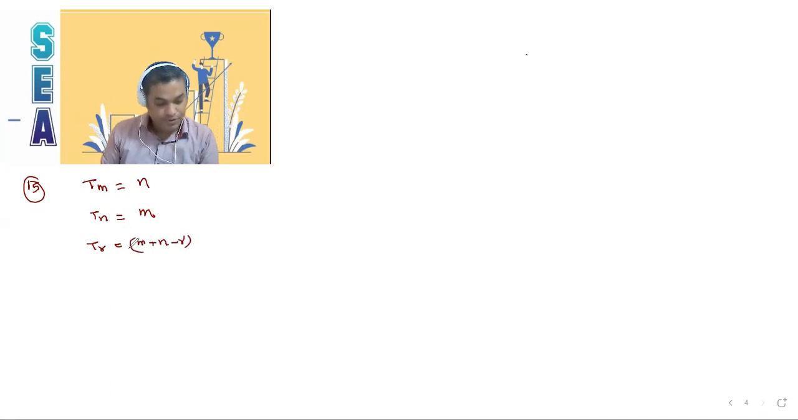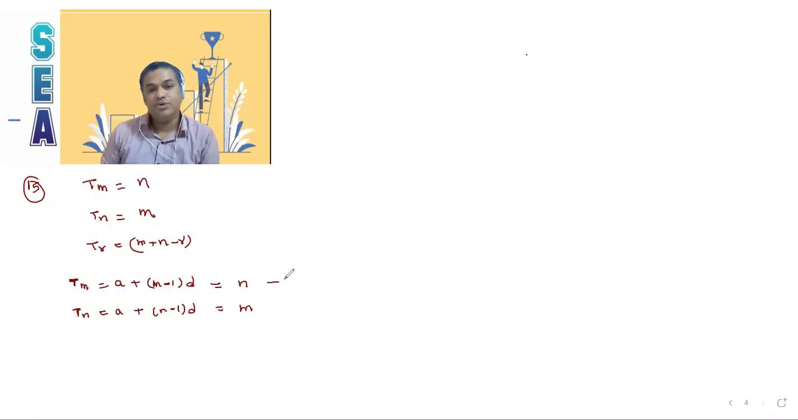So it is in AP only. So we are talking about the same AP. Let's write the formula: Tn is equal to a plus m minus 1 into d, and Tn is equal to a plus n minus 1 into d, and they have given us the information that this is equal to n and this is equal to m.